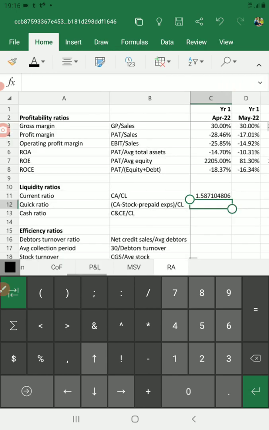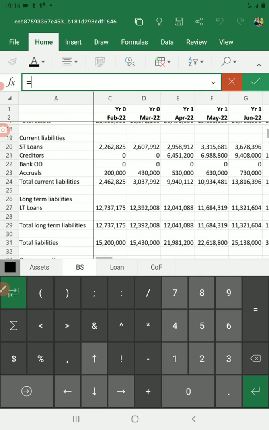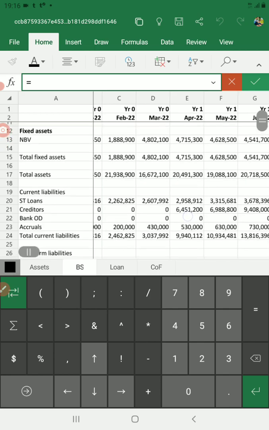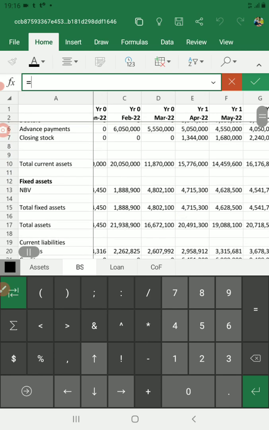Press enter. So we get our current ratio for April. And then the quick ratio: current assets minus stock minus prepaid expenses, divided by current liabilities. So I start with an equal sign, and again we get these figures from our balance sheet here. So I take current assets, which is here, total current assets for April, this one.